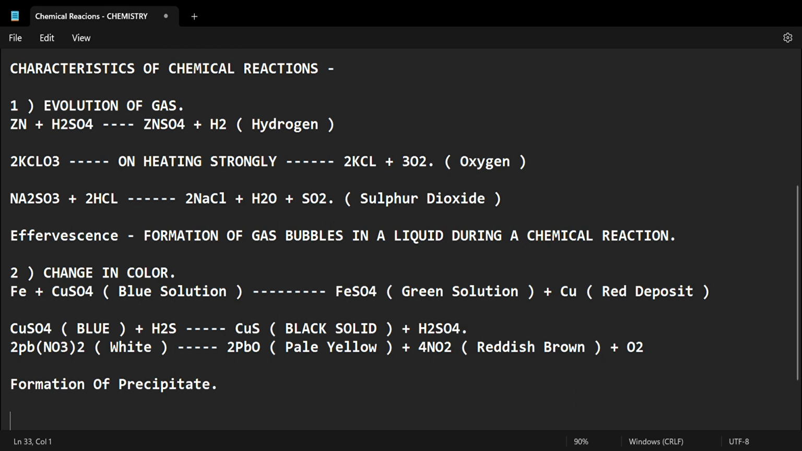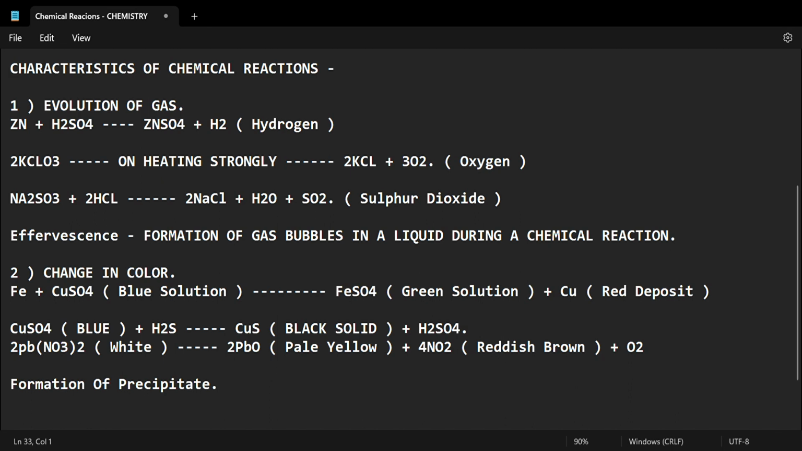So they are chemical reactions characterized by the formation of some solid substances. What are these solid substances called? These are called precipitates, which settle down at the bottom of the tube.